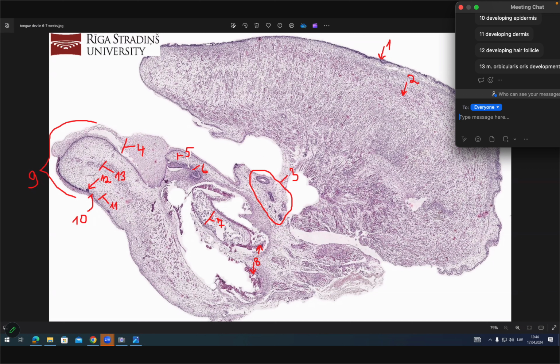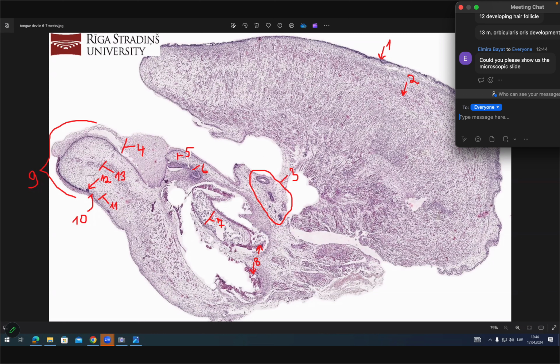Developing nervous system. Epidermis, yeah, epidermis is the developing surface here. 11 is developing dermis, 10 is epidermis. Sorry if I misspoke. So number 10 is epidermis, and then we have the dermis 11.